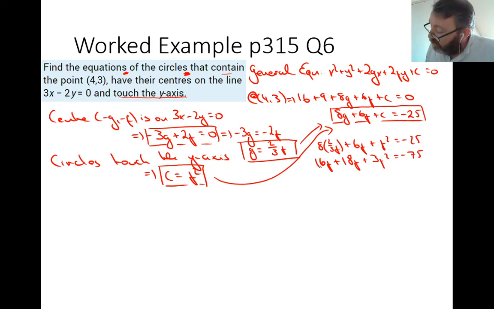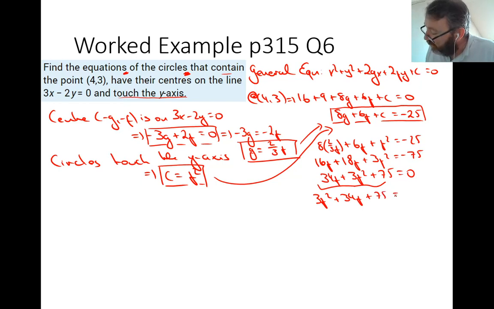So all I've got to do now, 16 and 18, well, that's going to be 34. So 34f plus 3f squared plus 75 equals 0. Now, why did I bring the 75 back over to the left-hand side? The answer is because if I want to solve a quadratic equation, it has to be equal to 0. So 3f squared plus 34f plus 75 is equal to 0.